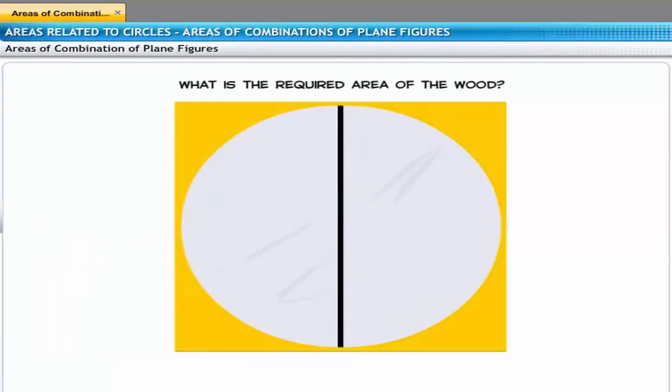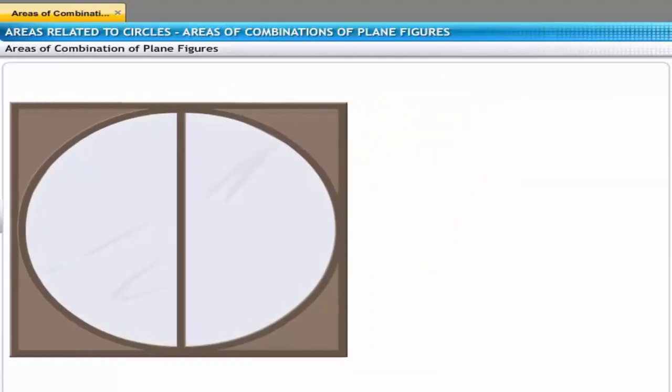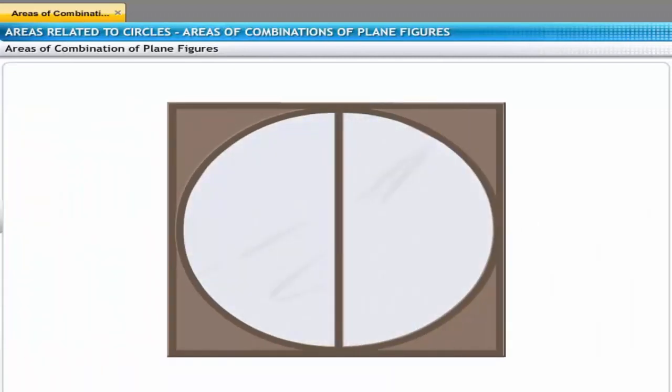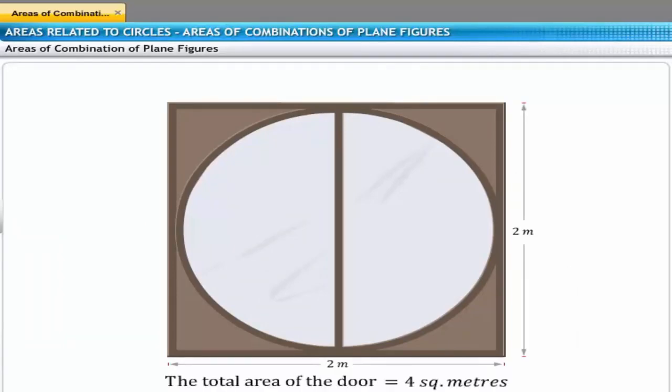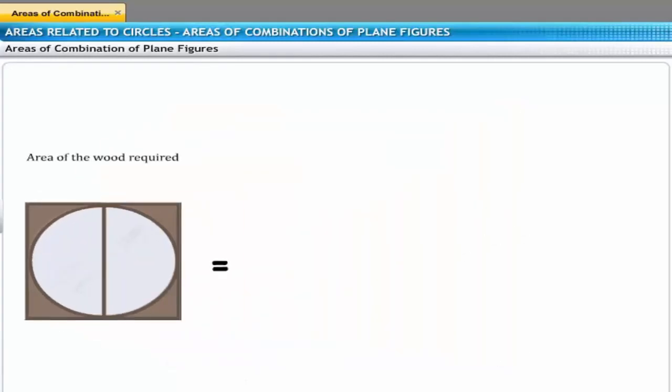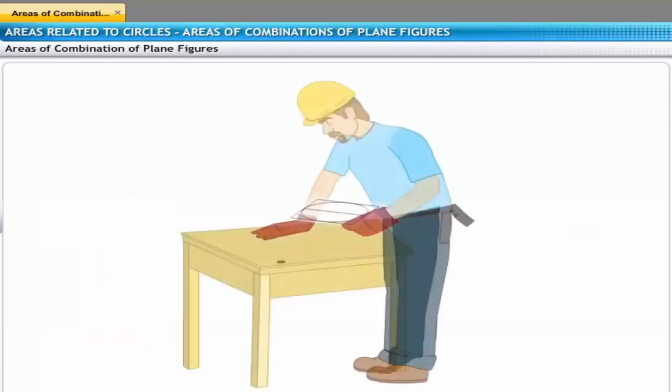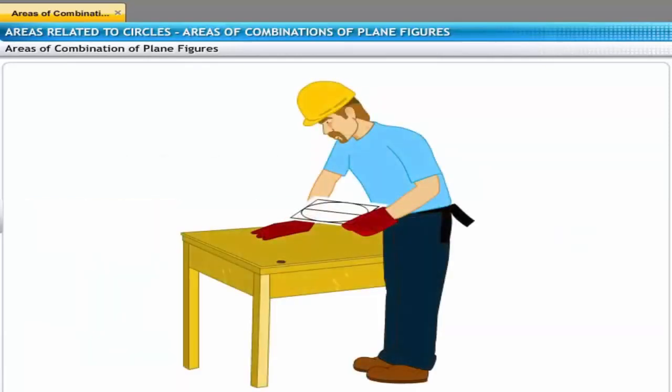Then, what is the required area of the wood? The wood required is equal to the total area of the door minus the area of the glass. The door resembles a square, where each side equals 2 meters. Therefore, the total area of the door is 4 square meters. So the area of the wood required is the area of the door minus the area of the glass, which is equal to 0.86 square meters. This means that Joe needs to buy nearly 1 square meter of wood. This is the advantage of designing on paper before building anything.